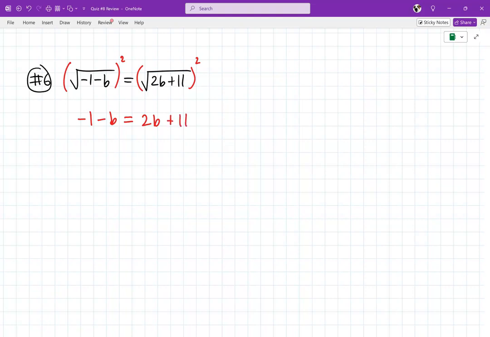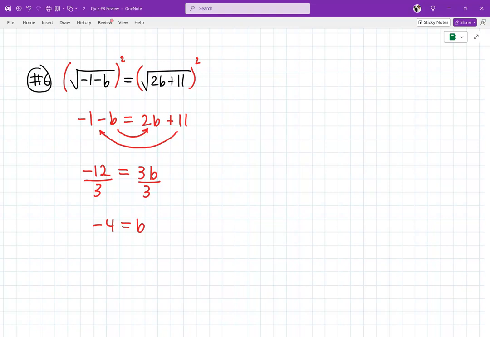So all I have to do now is just move stuff around. I'm going to move the negative b over to the right side, and I'm going to move the 11 over to the left side. I'm going to do them both at the same time, okay? So if I move the 11 to the left, this becomes a negative 12, okay? And then if I move the negative b to the right, that becomes a 3b, because it's 2b plus b. So I'll divide both sides by 3, and I get negative 4 is equal to b.